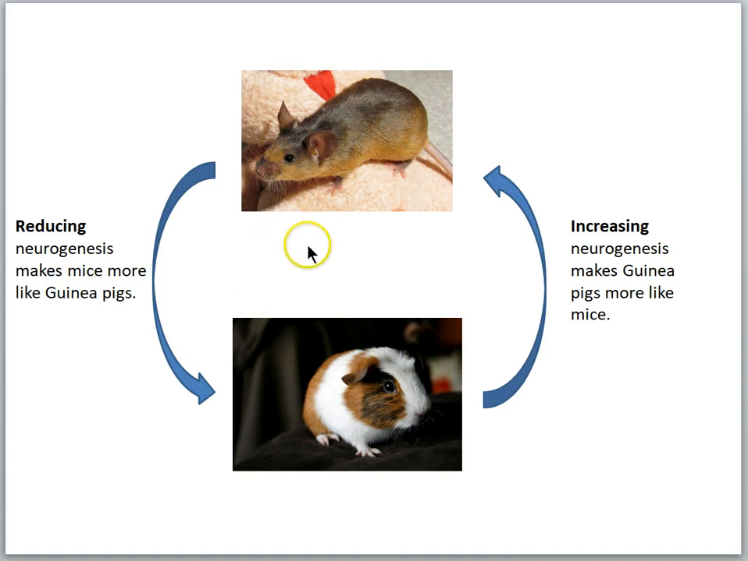Now, they took these two species then, and they tried to manipulate the amount of neurogenesis occurring. So for the mice, you can reduce neurogenesis, and when you reduce the neurogenesis in mice, they start to look like the guinea pigs. At least the behavioral data starts to look like the guinea pig. When you take the guinea pigs and you increase neurogenesis, that makes them more like mice. And so this was a nice addition to their study here, that using two genetically different species that show different levels of neurogenesis, if you manipulate the neurogenesis in either species, you can make them behave more like the other species.